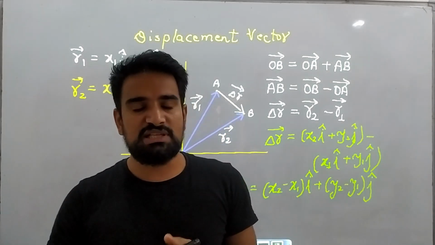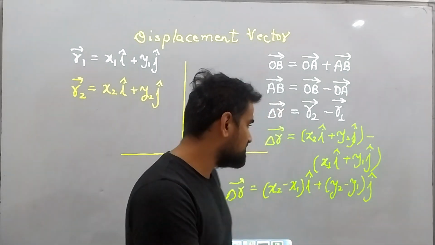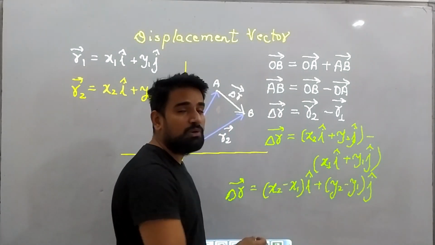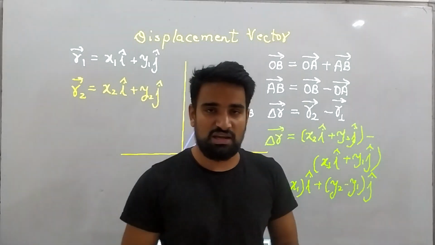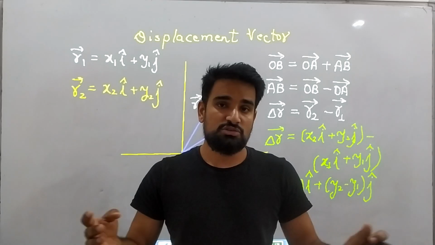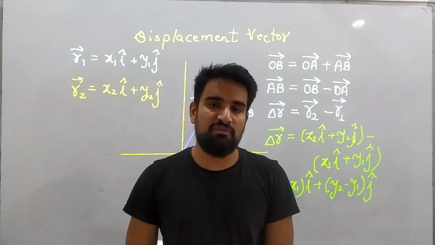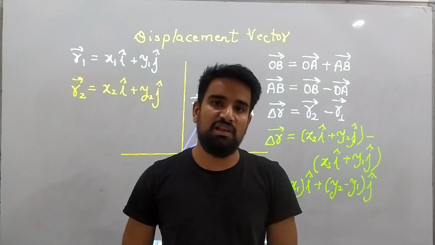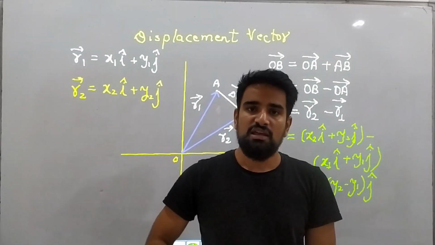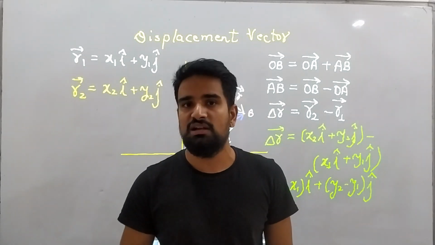You can similarly represent the displacement vector in 3D space as well. The next term will be (z2 minus z1) k cap, and this will be the displacement vector in 3D space. So in today's lesson, these were the types of vectors. In the next lesson we will learn other features of vectors, and then we will perform some geometric operations with the help of vectors.